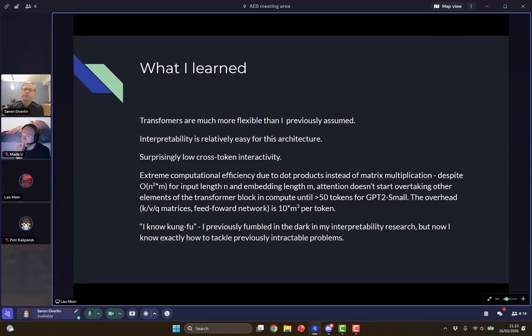That number actually goes up as the models increase in size. Anyways, I now know Kung Fu. Previously, I had really tough problems trying to figure out how to do interpretability stuff, but now I'm just like, oh no, yeah, no, I know how to do that stuff now.